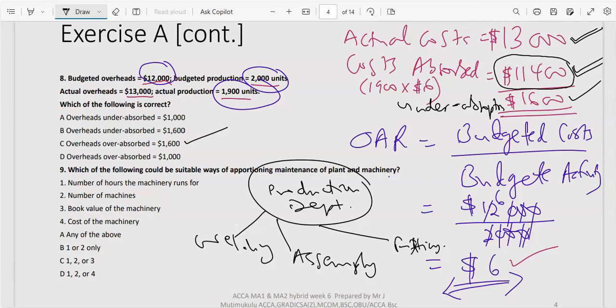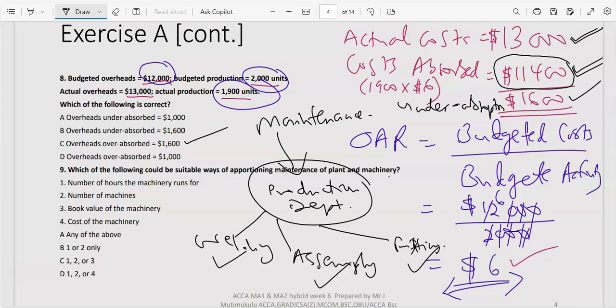So initially we have allocated the maintenance to the production department, say maintenance. But after we have allocated the maintenance, we then have to say the maintenance costs are being incurred by the welding department, the assembly department, and the fitting department. So we need to apportion the maintenance costs among the three sub departments, that is the welding, the assembly, and the fitting department.